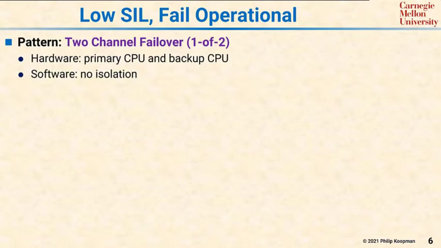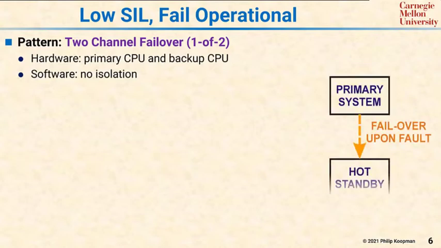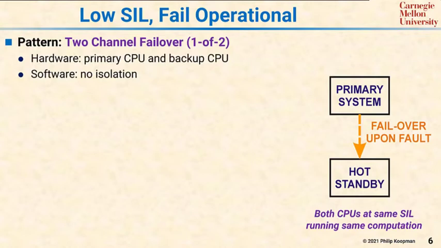CPU so that if the first CPU breaks, there's a second CPU available to take over the load. This is a 2-channel failover or 1 of 2 architecture. And what that means is that only one out of the 2 CPUs needs to work for the system to be operational. The pattern is there's a primary CPU and it runs all the time. However, if it fails, the system switches over to a backup or hot standby CPU.